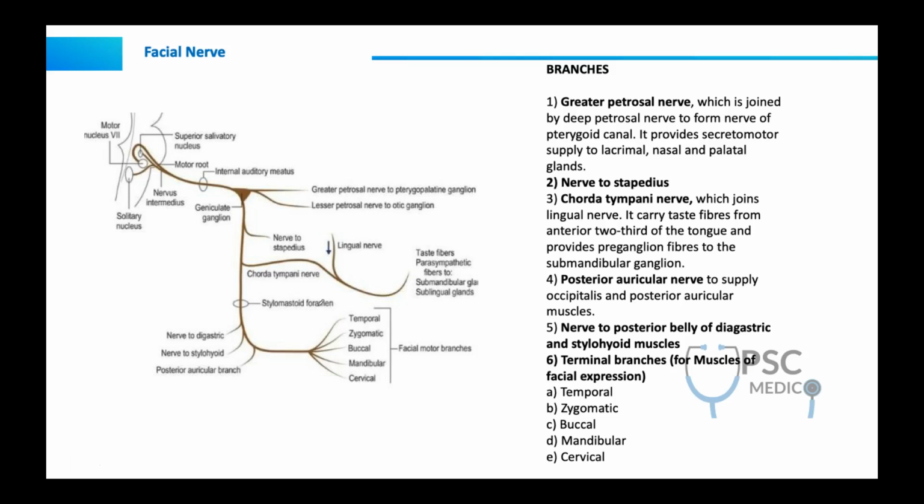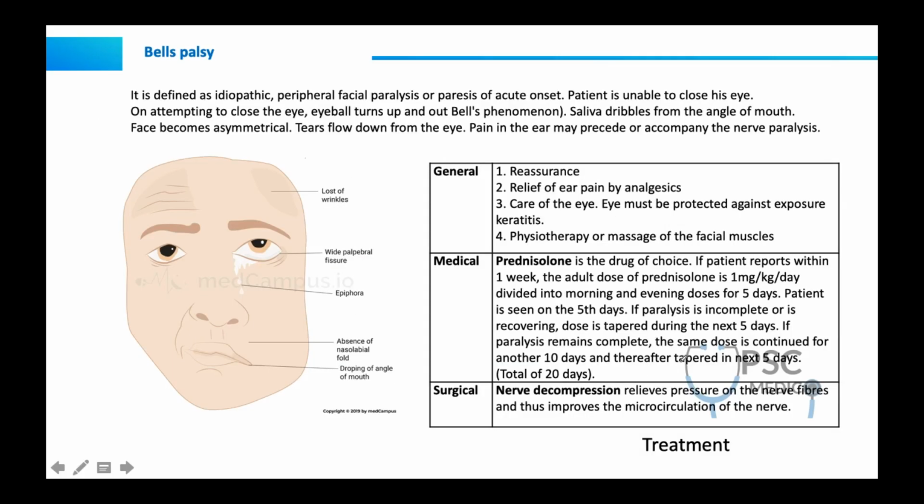Next we have nerve to posterior belly of digastric and stylohyoid muscles along with the facial muscles. They also supply posterior belly of digastric and stylohyoid muscles. And we have terminal branches which supply the muscles of facial expression: the temporal, zygomatic, buccal, mandibular, and cervical. So this will conclude our discussion on the branches of the facial nerve. Next we have clinical significance.